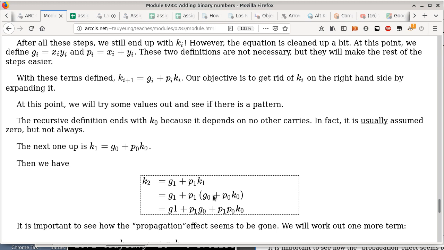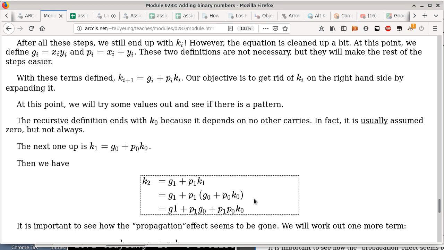Once I'm focusing on the second line right here, you can see that there is no dependency on K1 anymore. K2 is now directly depending on K0 without any dependency on K1. K1 is no longer mentioned. Okay? Now I will take it one more step.